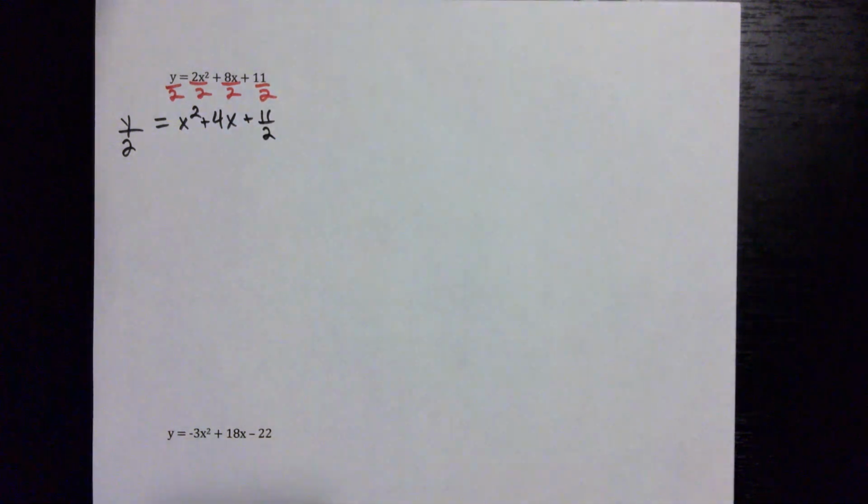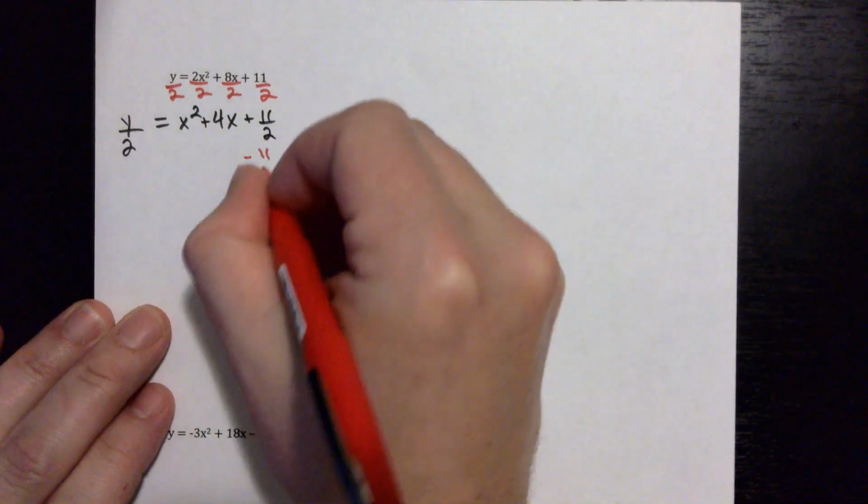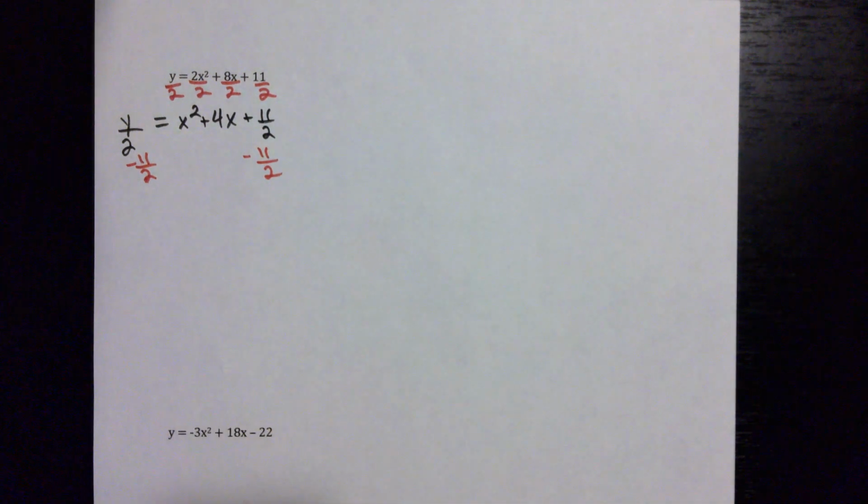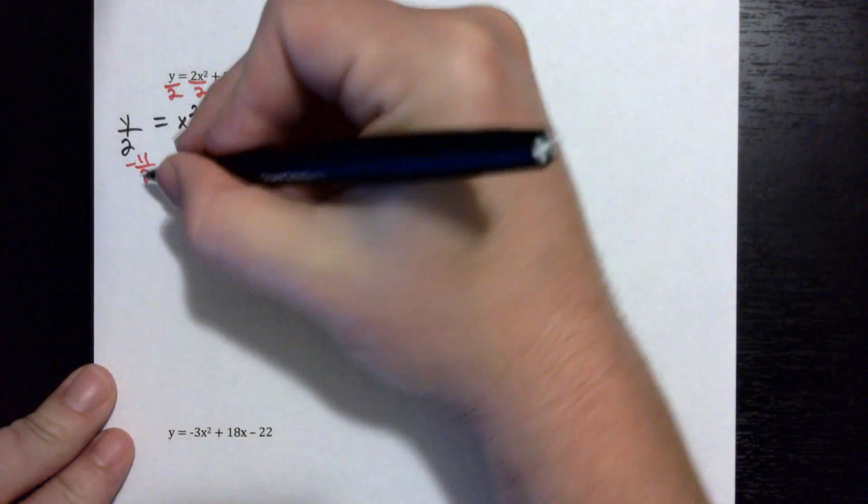Now we've got just a 1 in front of x squared, so we can do what we did on the last example. So I'll subtract 11 over 2 from both sides. Notice that they have a common denominator over here on the left. They're both dividing by 2.